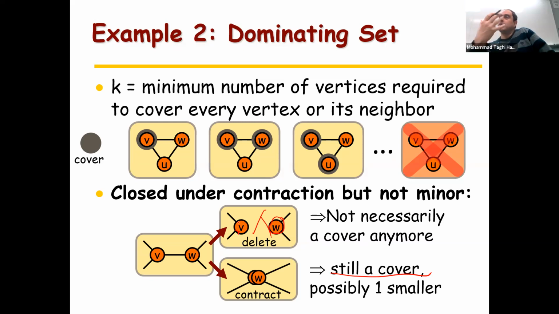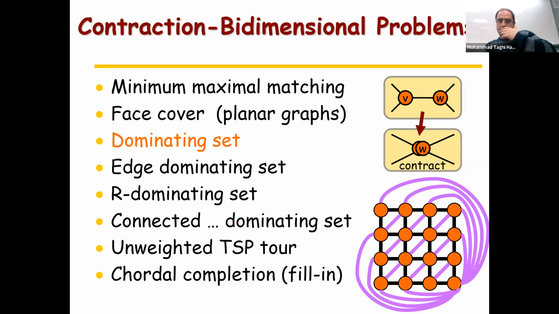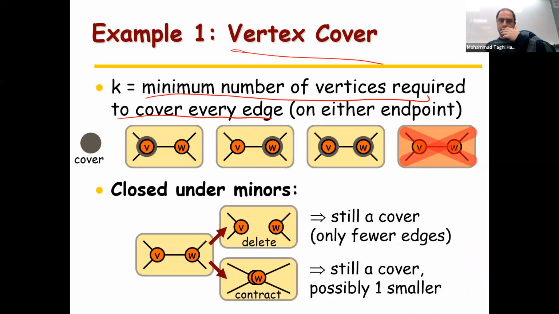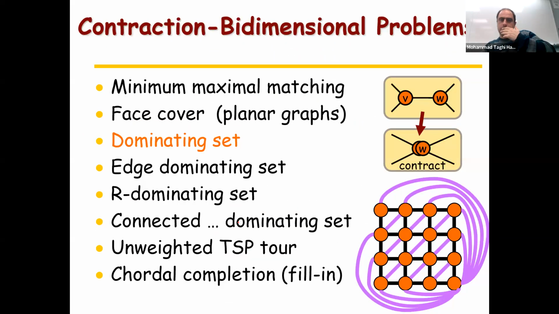So it is a bit more general. Contraction closed is more relaxed because it should be closed only under contraction, not necessarily deletion. So there are lots of contraction bidimensional problems. These are just some of them: face covers, minimal maximal matching, H dominating set, R dominating set. TSP is another one. Metric completion, and there are lots of others, and people have developed more.